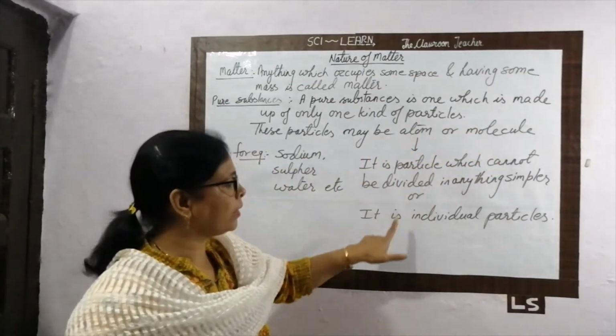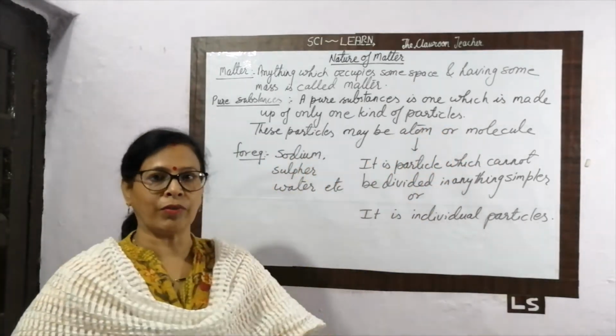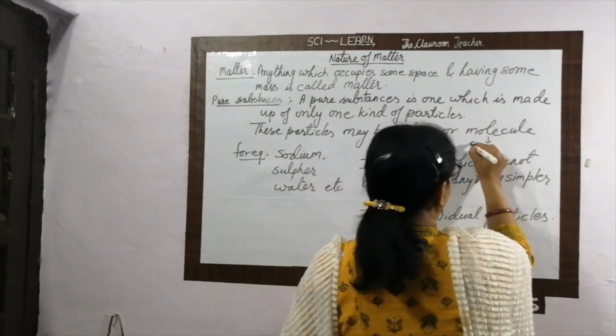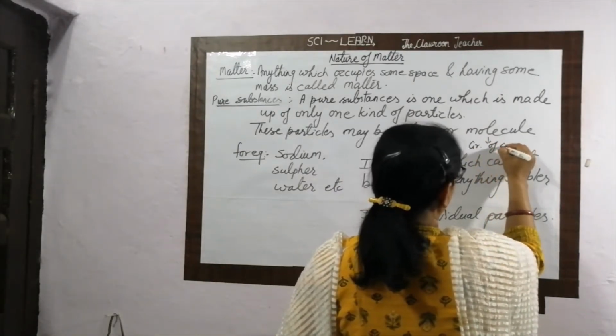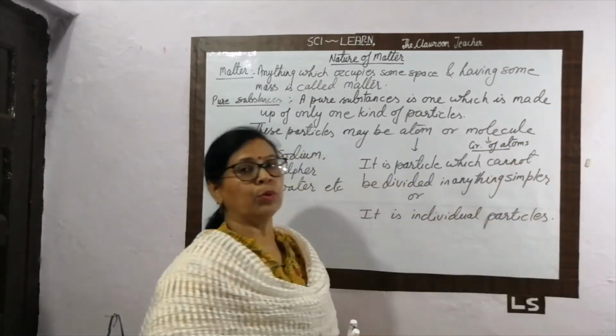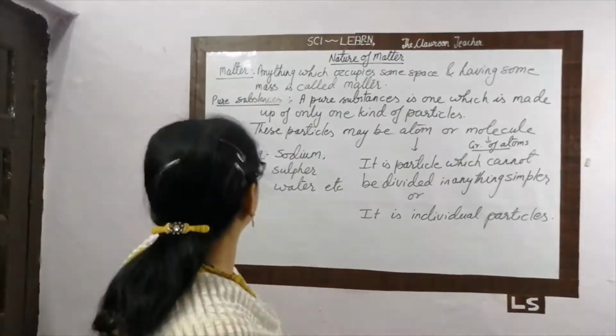What is an atom? An atom is the individual particle. And what is a molecule? A molecule is a group of atoms. When atoms combine together, the group of atoms is called a molecule. So this is the pure substance. Now let us move towards impure substances.